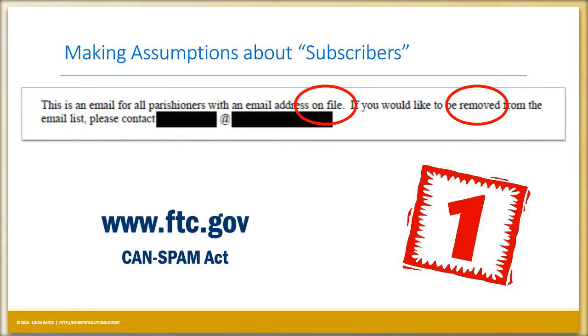That first issue, we're making assumptions about subscribers. That's our first fail. There is a CAN-SPAM Act, and you can see that at FTC, the Federal Trade Commission, .gov, and search for CAN-SPAM Act. Now, it's debatable whether or not that applies to churches. Churches are not going to feel that they are spamming. But the penalty, if you are found or considered to be spamming, can be as much as $16,000.